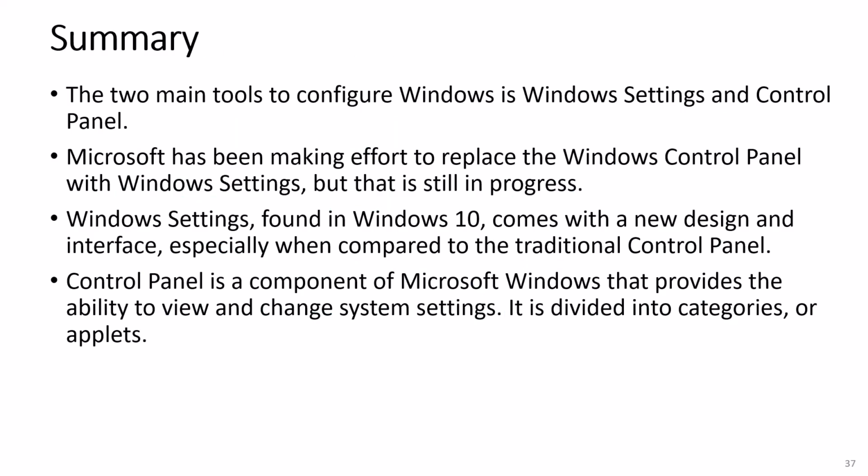In summary, the two main tools to configure Windows are Windows Settings and Control Panel. Microsoft has been making efforts to replace the Windows Control Panel with Windows Settings, but it is still in progress. Windows Settings found in Windows 10 comes with a new design and interface, especially when compared to the older Control Panel. Control Panel is a component of Microsoft Windows that provides the ability to view and change system settings. It is divided into categories or applets.